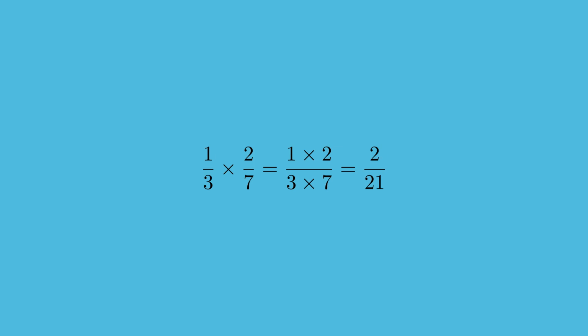To solve the problem 1/3 times 2/7, we first consider the problem as a multiplication of two fractions. In such a case, we simply multiply the numerators together and then the denominators together. Multiplying the numerators, 1 times 2 gives us 2. Then, for the denominators, 3 times 7 gives us 21. This means our final answer is 2/21. Thus, the correct answer is 2/21.